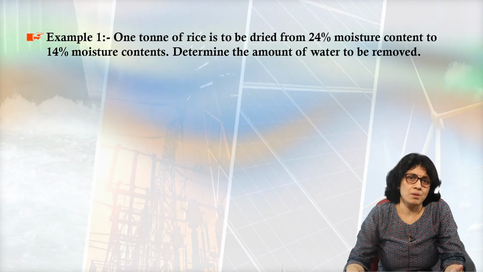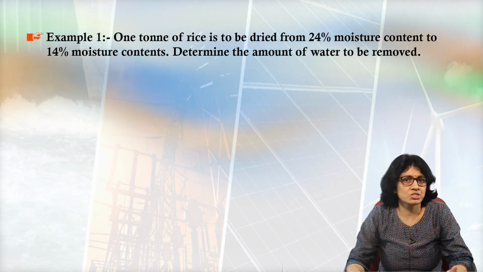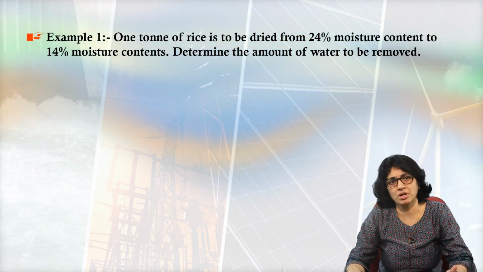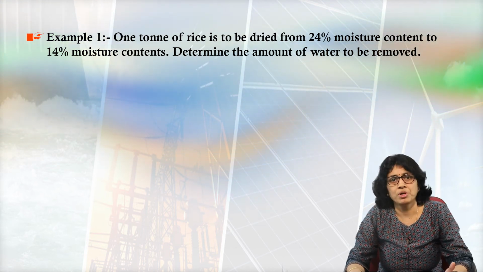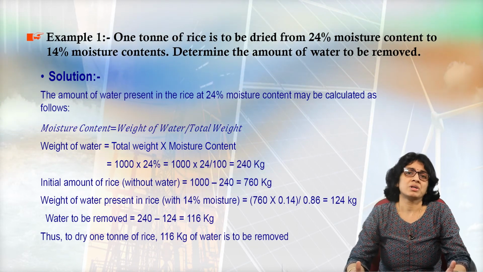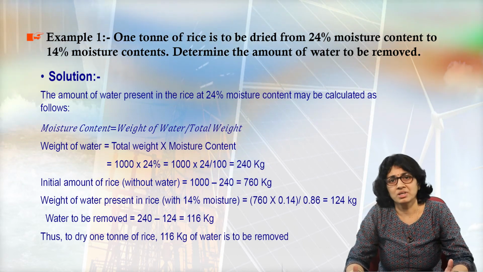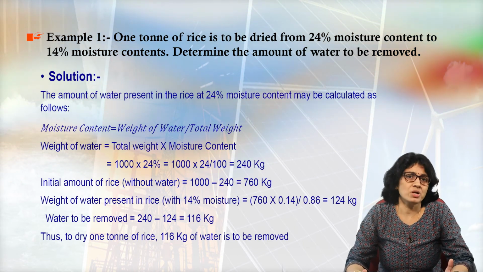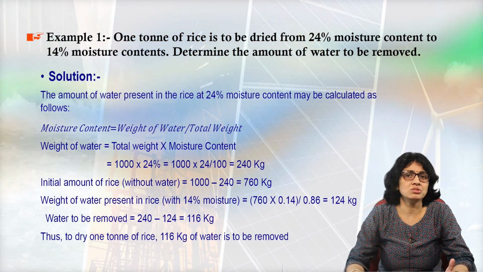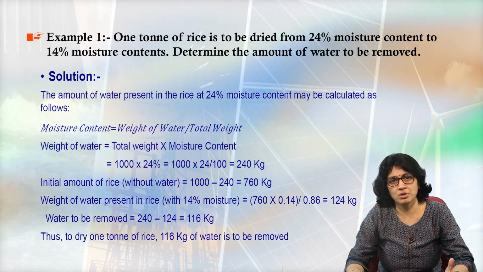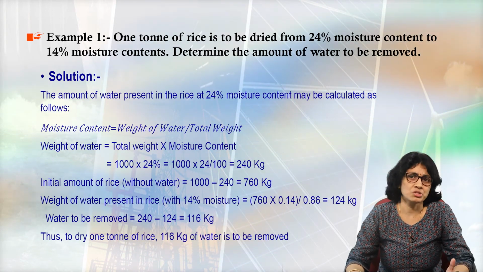Let us take one example. 1 ton of rice is to be dried from 24% moisture content to 14% moisture content. Determine the amount of water to be removed. Here the weight of the rice is 1 ton, 1 ton equals 1000 kg, and 24% is the initial moisture content of the product and 14% is the final moisture content of the product. You must have studied the moisture content in your previous unit.